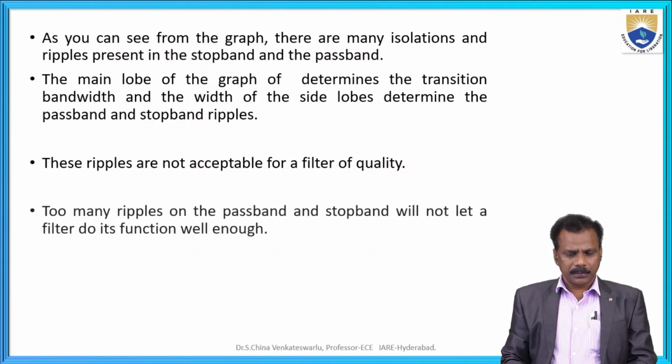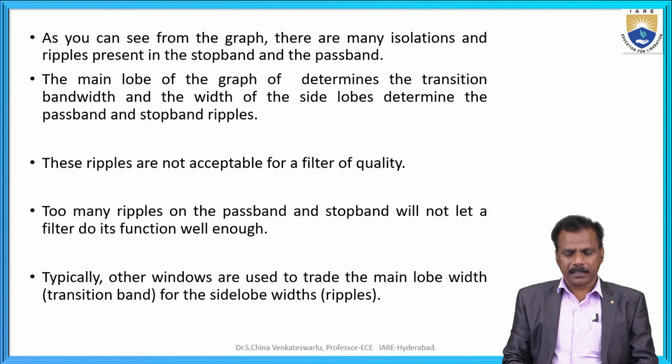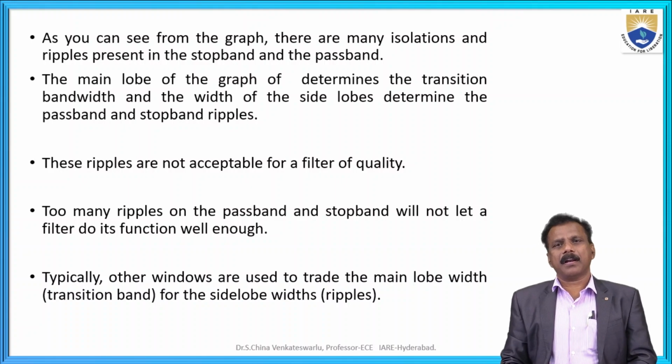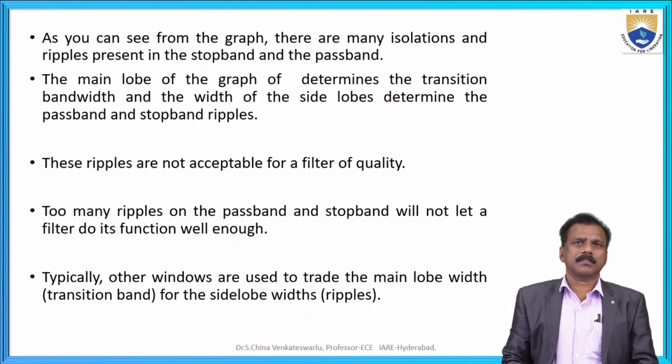Okay, so too many ripples in the pass band and stop band will not let a filter do its function well enough. So typically other windows are used to trade off the main lobe, like you can see the transition band, the side lobe widths and ripples. Like this we are trying to analyze. This is the interpretation of the previous output response. This is the graph from which we try to decide the factors. These ripples are not acceptable for a filter of quality, but people are expecting real-time applications, so a filter of quality is required.